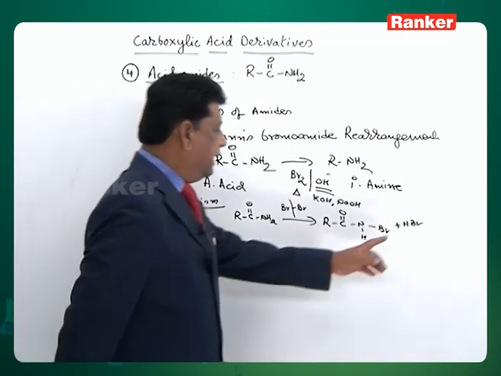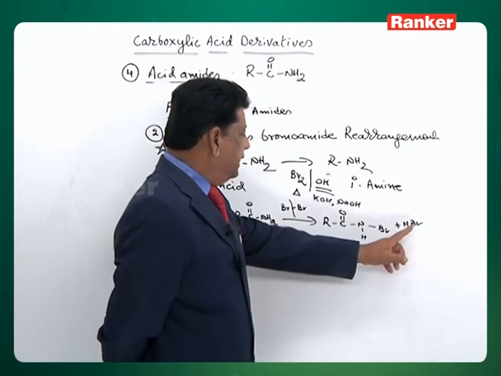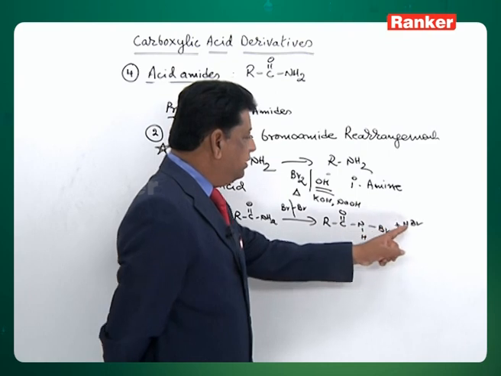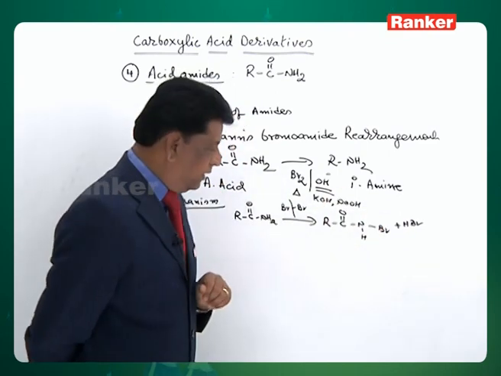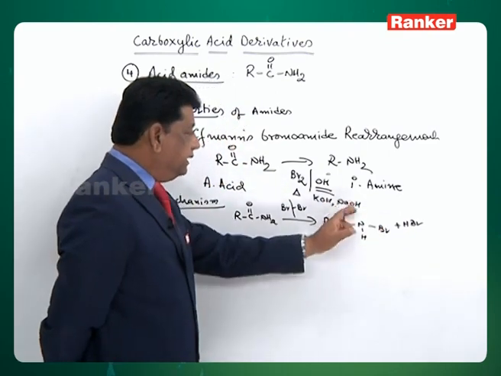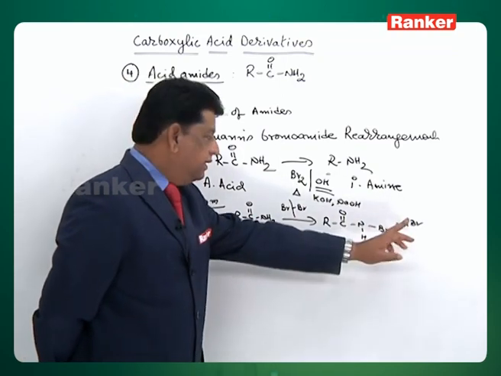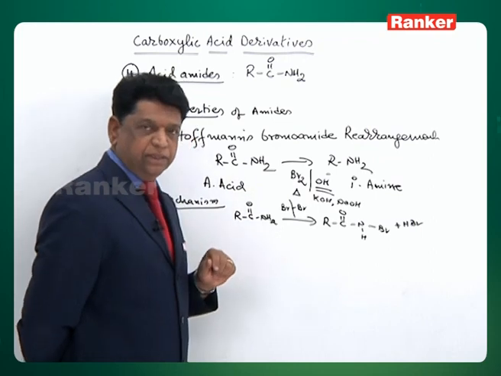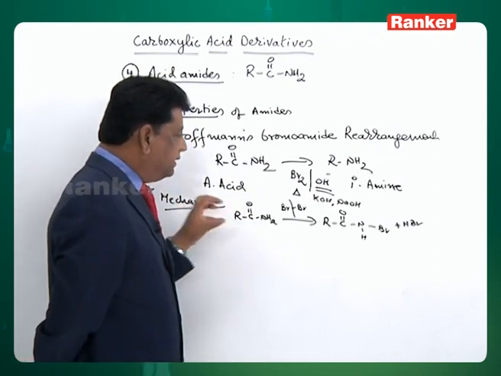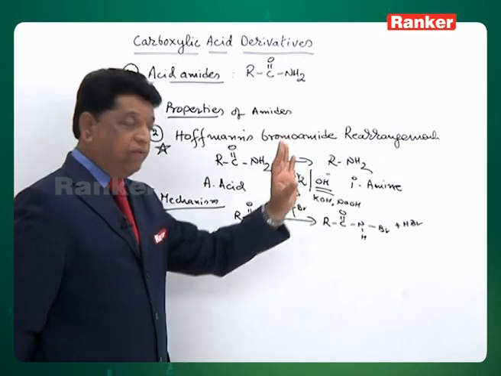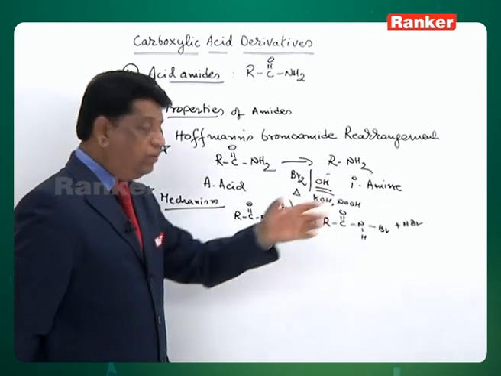This HBr is an acid, so the base will neutralize it, and you will get the salt and water. For this reaction the base is favorable, because in this reaction an acid is formed, and the acid reacts with sodium hydroxide. Therefore, in the basic medium the forward reaction will be favorable, because the acid formed gets neutralized.